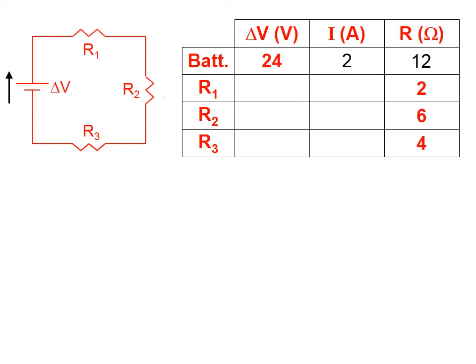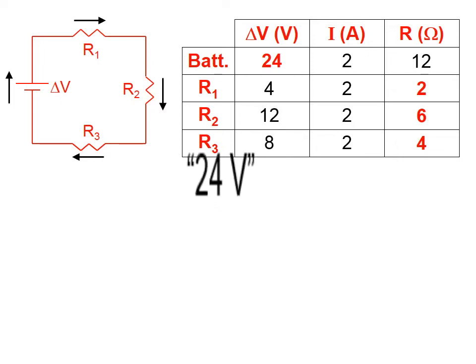Since this is a series circuit, the current through all the resistors must also be 2 amps. So we can fill in the rest of these middle boxes. And now we can figure out the voltage difference across each resistor by using Ohm's law. V is equal to I times R for each row. 2 times 2 is 4, 2 times 6 is 12, 2 times 4 is 8. And there you have it.